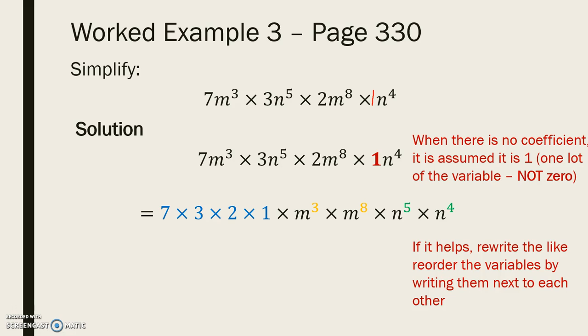Here I've color-coded all of the coefficients of the numerals in blue. I've color-coded the base m indexes in orange and the n indexes in green. So they're the groupings we're looking at. So 7 times 3 is 21, times 2 is 42. We add 3 and 8 because it's the same base of m. And we add the 5 and 4 here because it's the same base of n. And when we get that, we get 42 multiplied by m to the 11, n to the 9. As we remember, we don't need those multiply symbols when we're using algebraic terms.